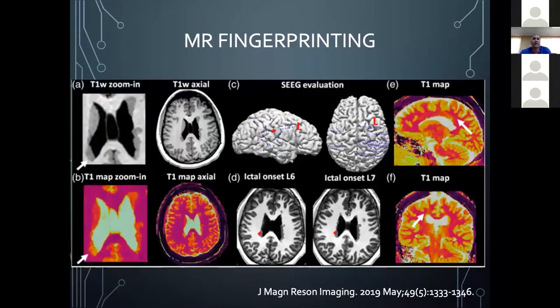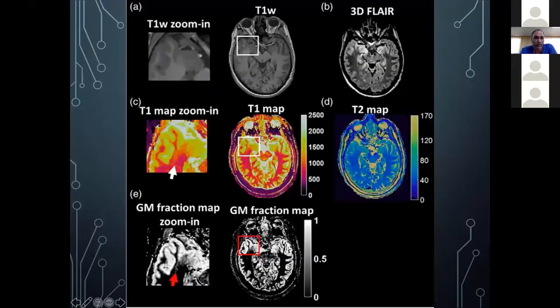Some newer methods like MR fingerprinting are actually slowly coming into the clinical domain. And in this slide, I've taken from a paper where they have shown how the lesions, for example, this particular heterotopia. So there are multiple heterotopias, but the heterotopia which is a potential source of seizure activity is showing different T1 relaxation measurements as compared to the rest of the heterotopia. So when multiple lesions are there, you can actually use this kind of method.